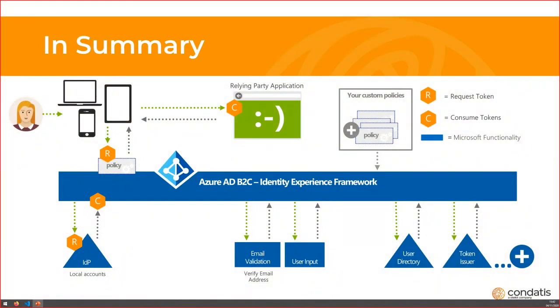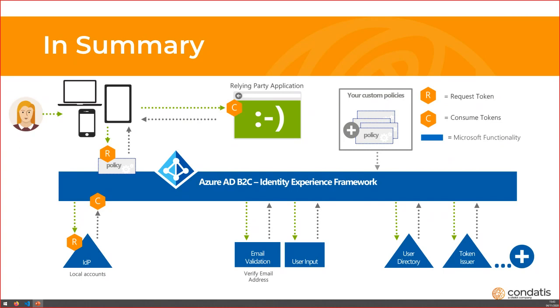This is really a summary of what we saw there. We've got our relying party connecting via our devices, using one of a number of policies that we uploaded. In our case, we were using the Identity Experience Framework to have B2C execute different steps. We had local accounts, so it's executing requests against its directory to make sure that when we're trying to sign in the user, they've entered the correct username and password.